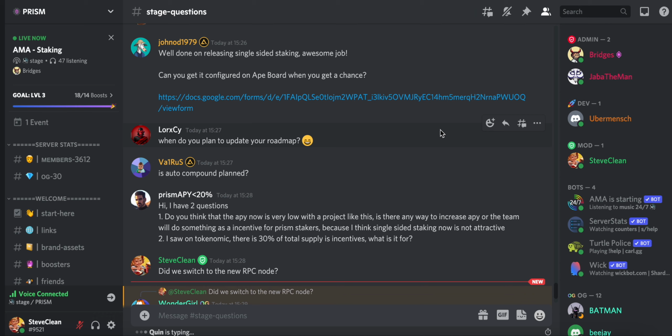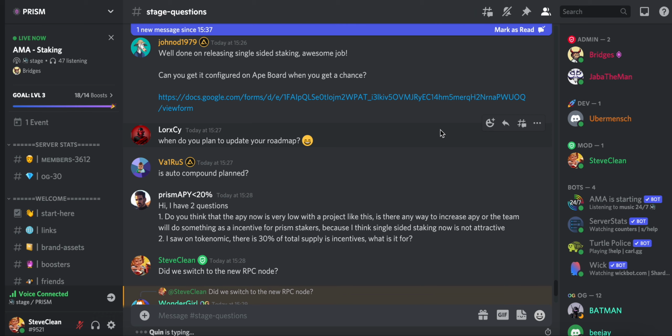I don't really agree, because now if you go to Raydium, the APR is 50%, and you have potential for impermanent loss. So that's not very attractive for most people. When you're staking with Prism tokens, you don't have any impermanent loss. And now even if you stake with the flexible type, you get 30% APY. So that's not bad at all for single-sided staking.